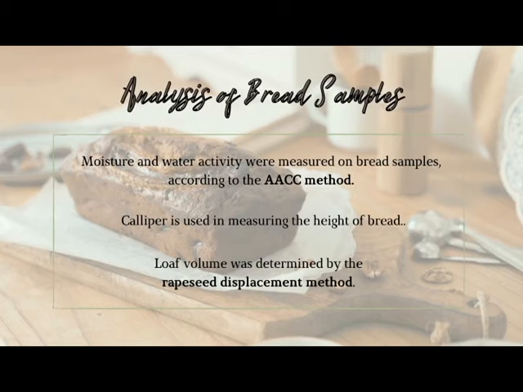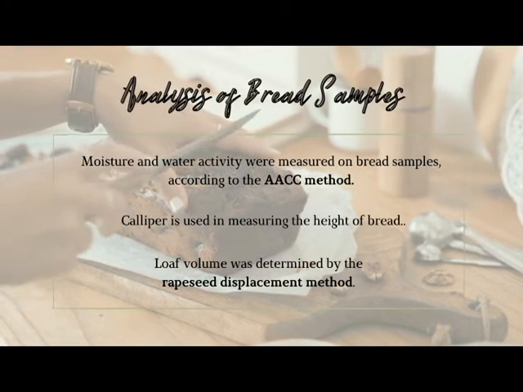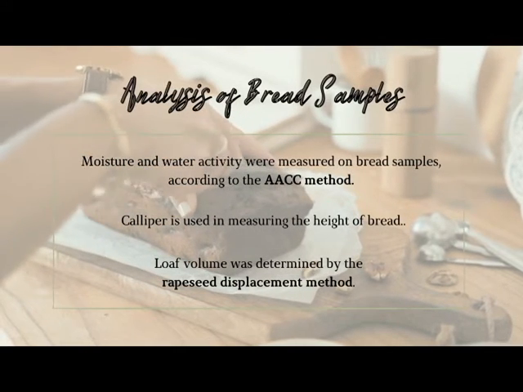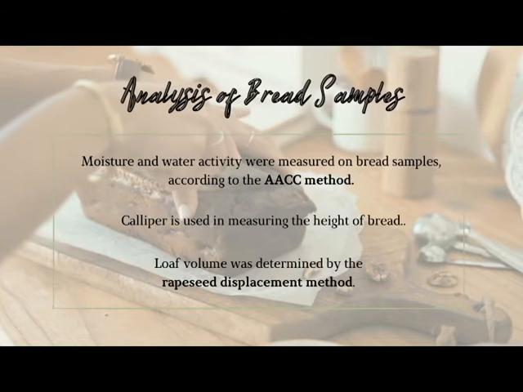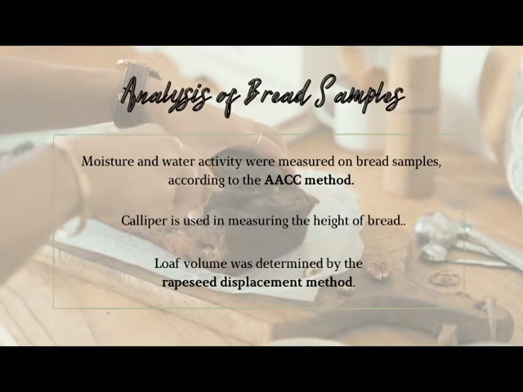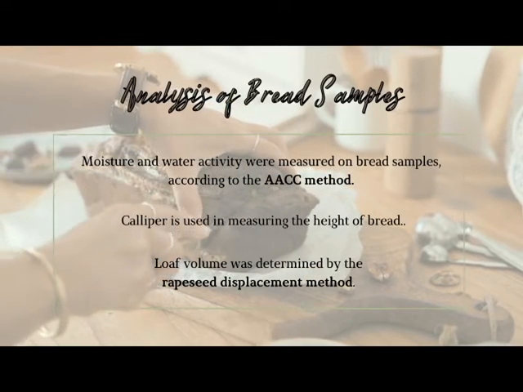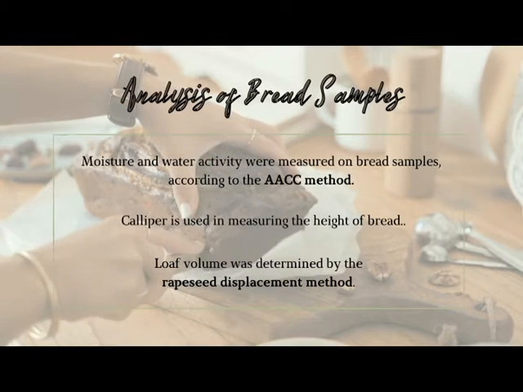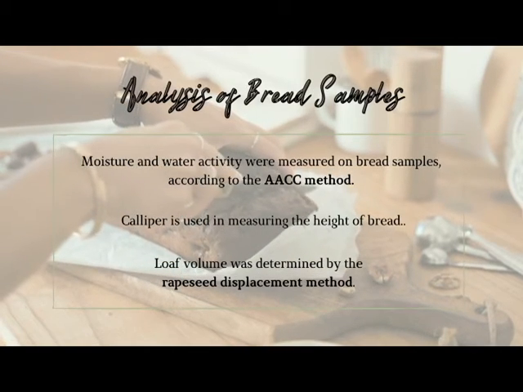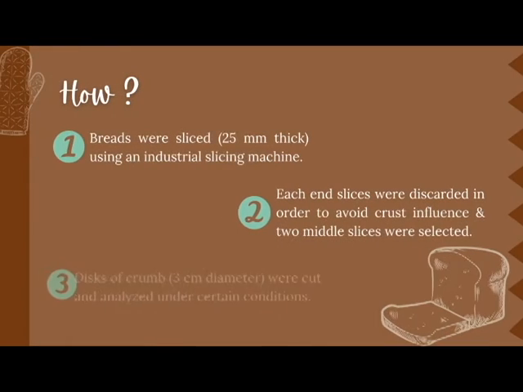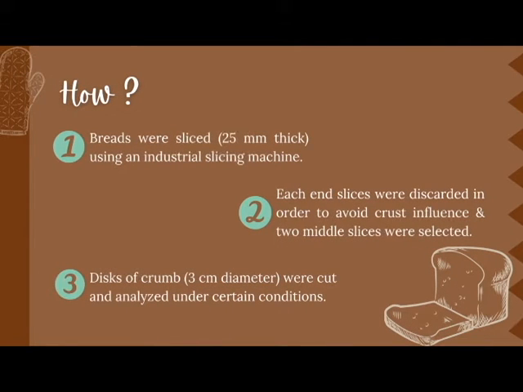The next one is analysis of bread samples. According to the AACC method, moisture and water activity were measured on bread samples. Next, the bread height was measured using a caliper, and the loaf volume was determined by the rapeseed displacement method. Some of the steps are: firstly, breads were sliced with 25 mm thickness with an industrial slicing machine.